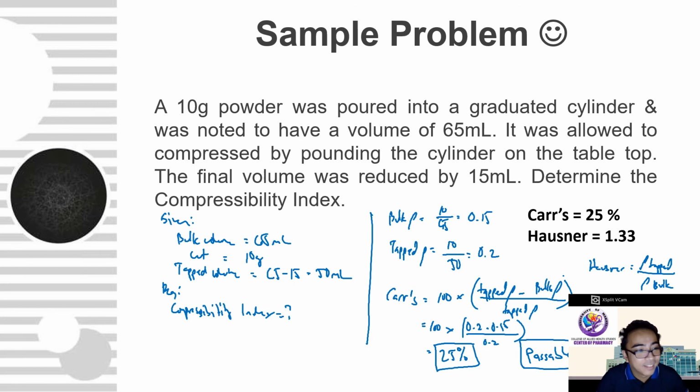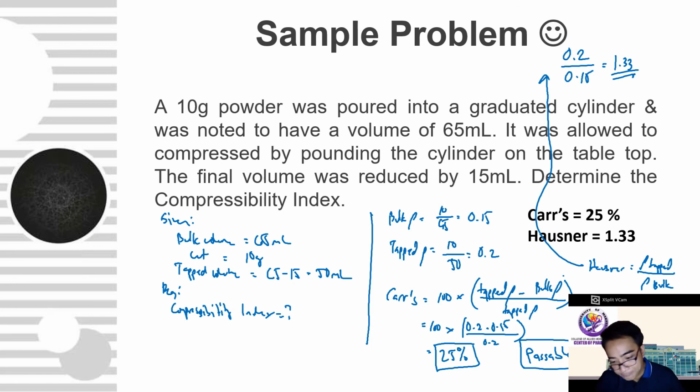Passable na. Alright? Okay. Natakpan pala ng video ko yung sinusulat ko. I'm so sorry. Alright, so, I'll just rewrite na lang yung Hausner. Somewhere here. Dito na lang. So, sabi natin yung bulk over tap is 0.2 divided by 0.15 and you get 1.33. Alright?